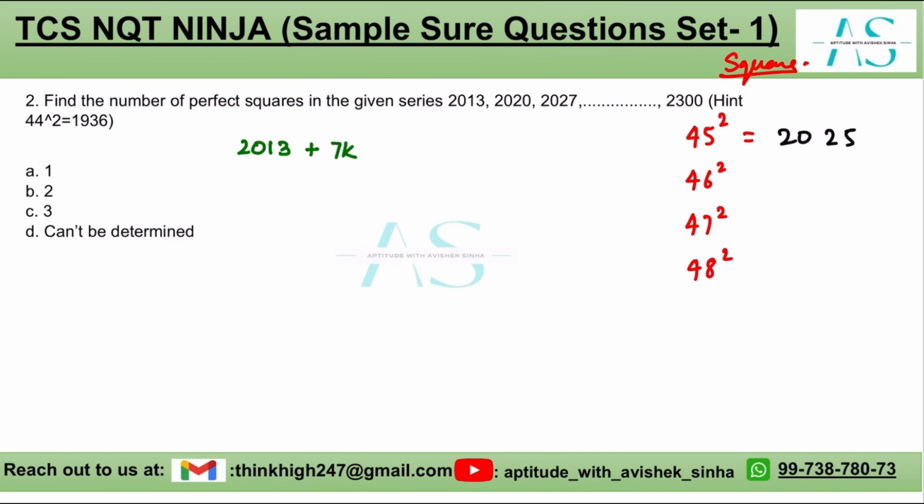2025. Now tell me, will 2025 be present in this series? We can easily check that it is not falling in it, but the easiest way to check is 2025 minus 2013.